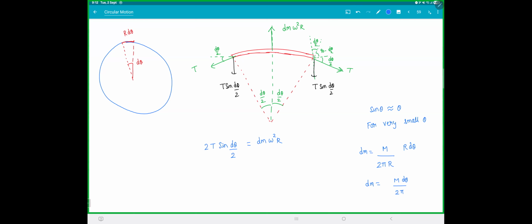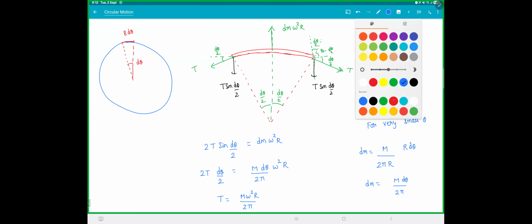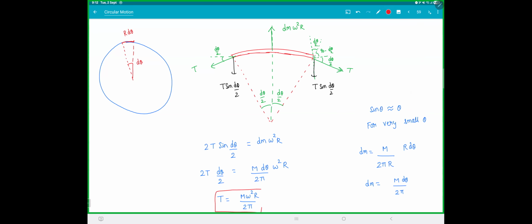Anything that you're not clear about, do ask. Once you have this, you're done. Substitute everything here. For small angles, this will become d theta by 2. Your dm is m into d theta by 2 pi. This is omega square r. Now, how do you know you have to do it like this? You won't be able to figure it out the first time. Now we have seen this process, so remember this. The 2 will cancel, d theta will cancel. We get tension equal to m omega square r by 2 pi. That would be a standard result, a direct result for CET or BITS. But I'm more interested in the process.